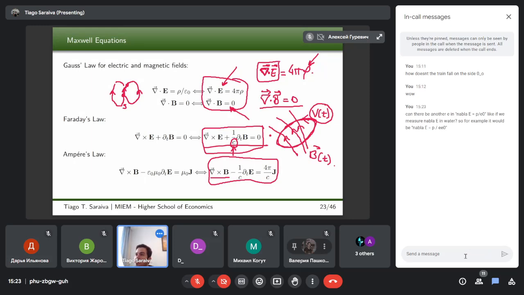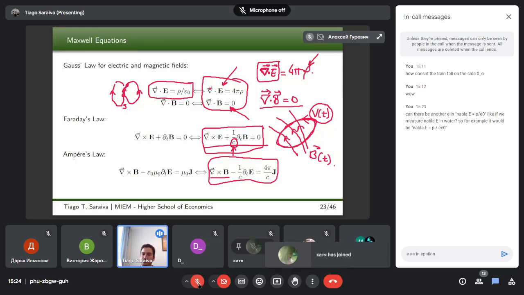Let's see a question here. Can there be another E? Nabla E. Yeah, maybe you're expecting the SI units. Maybe you're expecting this equation. This is what you mean. Let's see if I understand your question correctly. Ah, I see. So it doesn't have to be. I think I understand your question now.